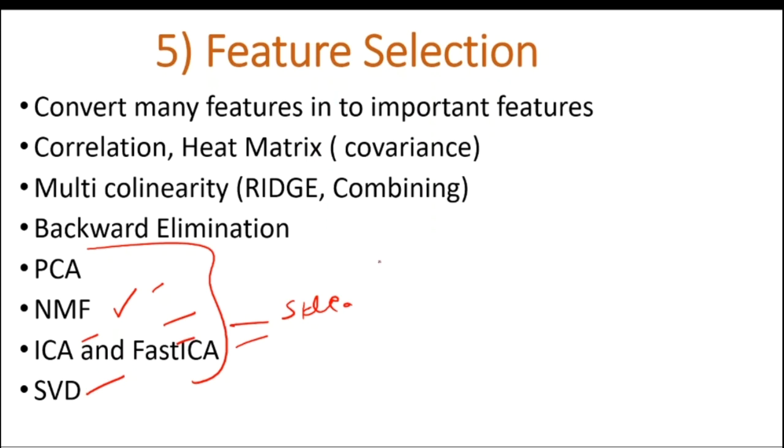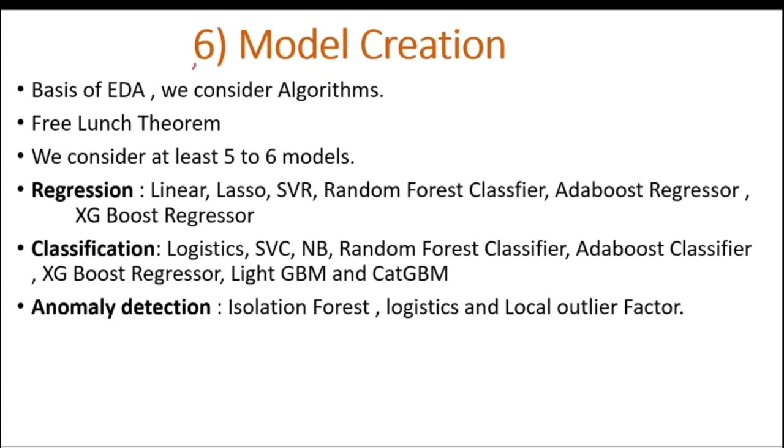Once we have implemented the feature selection, then we will go to the graphical analysis again, using GUI tools or Python-based tools like Pandas, Plotly, Cufflinks, Matplotlib. Then there is the sixth step, which is model creation. And on the basis of the EDA that we have performed and the feature selection in feature engineering, we will select some algorithms.